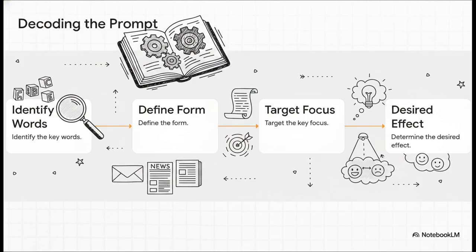First up, identify the keywords. Literally highlight the bare bones of the instructions. Second, clearly define the form. Are we talking a diary, a letter, an article? Step 3, target the key focus. And finally, Step 4, determine the desired effect. Like, what exact mood are you trying to evoke for your reader?